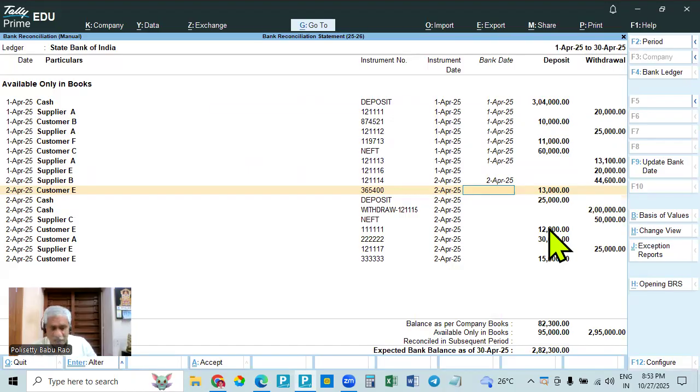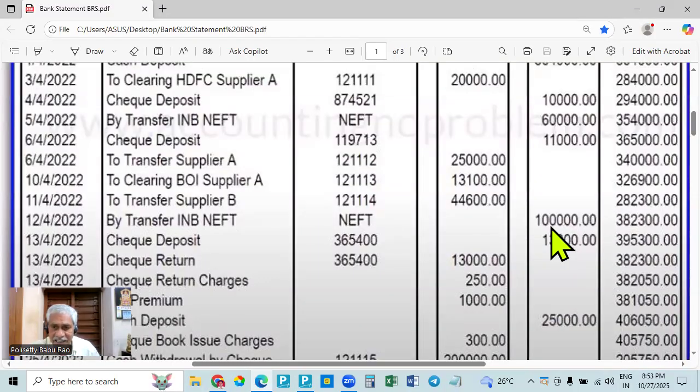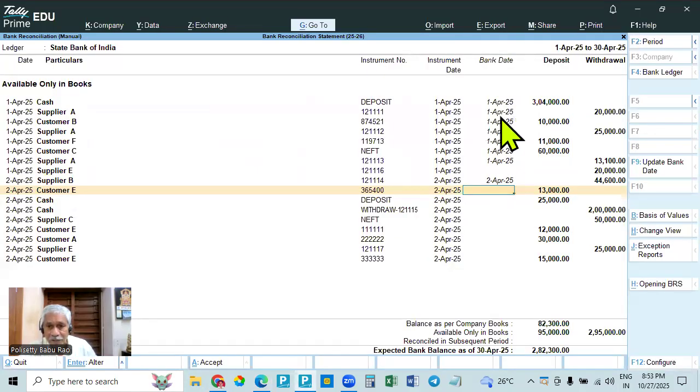Okay. So on the debit side, this is credit. This debit is already there. And here on the credit side, 1 lakh is not available. Okay. So it is not available in the bank. So it is in the accounts, on the debit side, but it is not available in the bank.